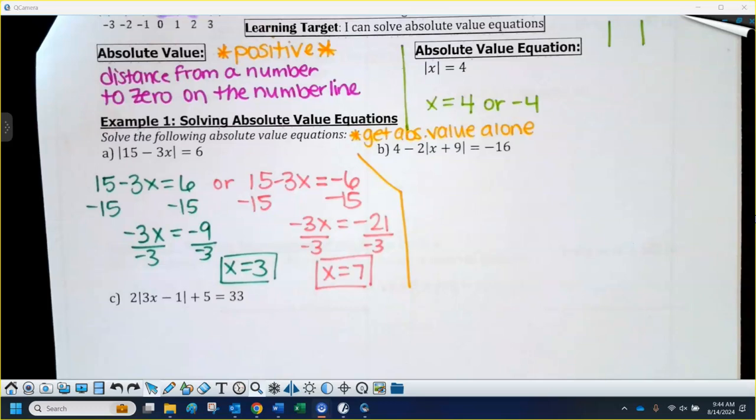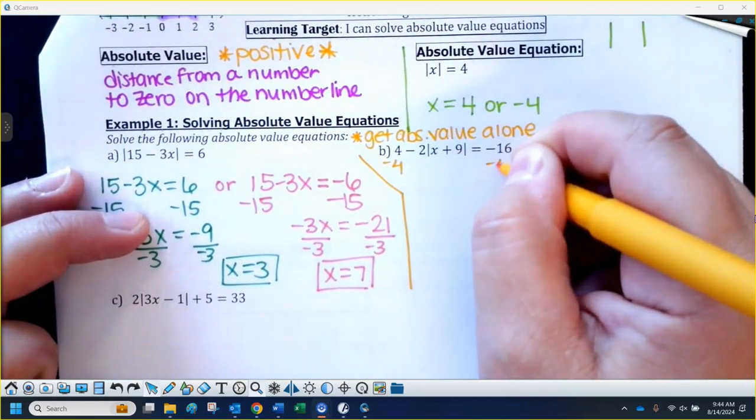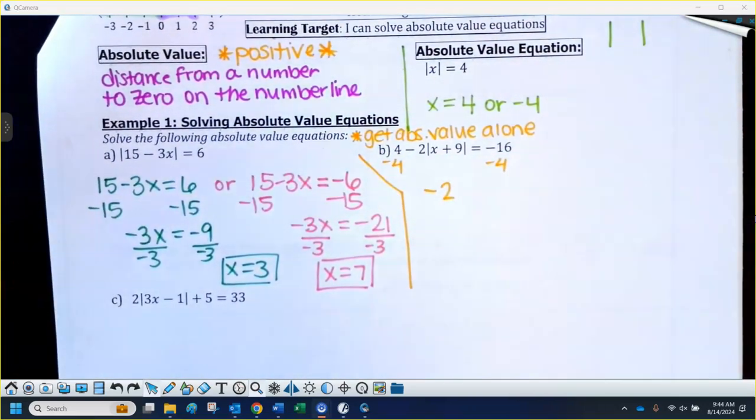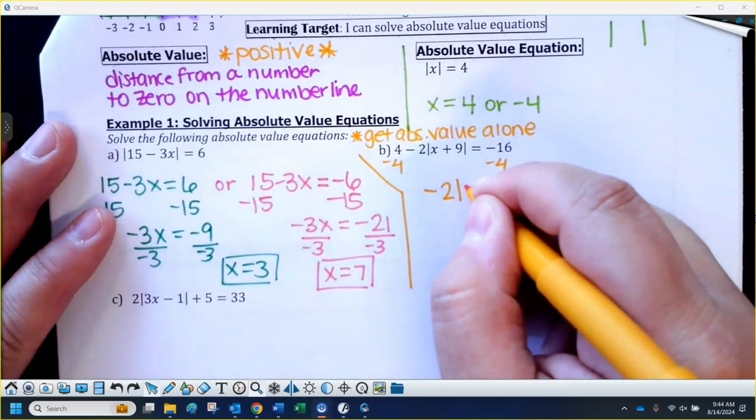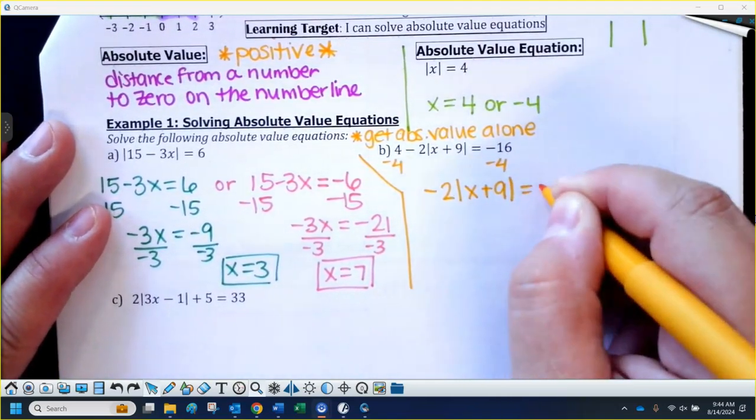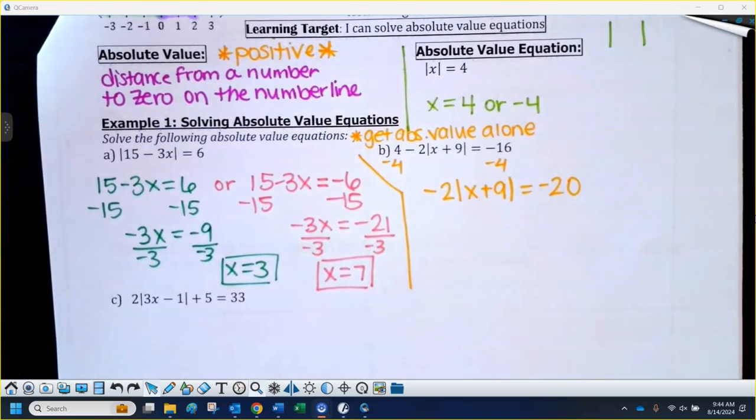I'll isolate the absolute value. What would we do first? Yes. Okay. And I had somebody last period do this, and I put this on here on purpose. They did 4 minus 2. Don't do that. You would have to do the multiplication first in your order of operations. These are being subtracted. So actually what you want to do is just move the 4. To do that, just subtract 4. So we'd keep the minus sign in front of the 2. Treat that like a negative 2 times the absolute value of x plus 9 equals negative 20.